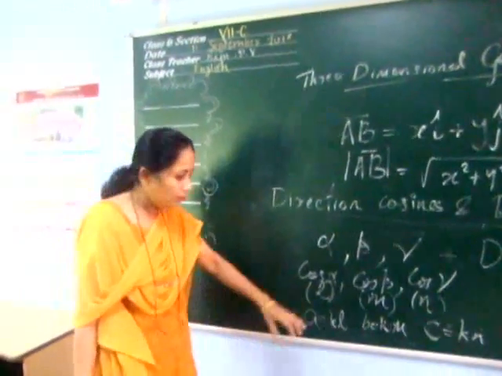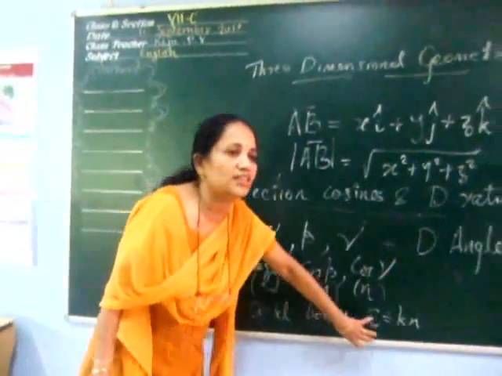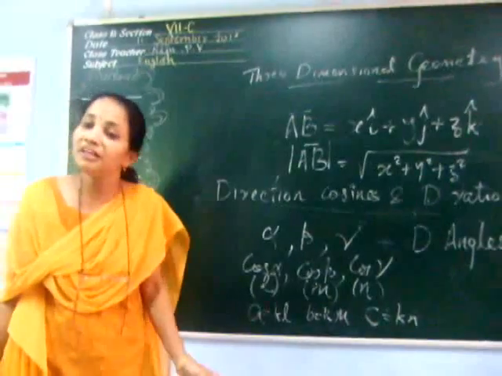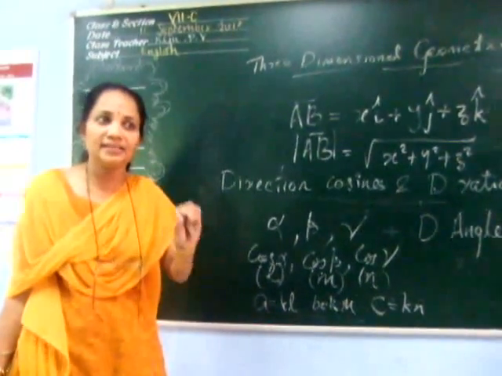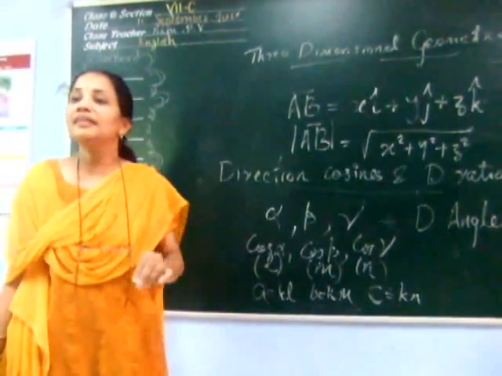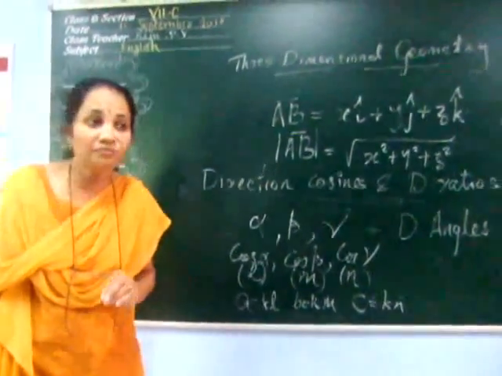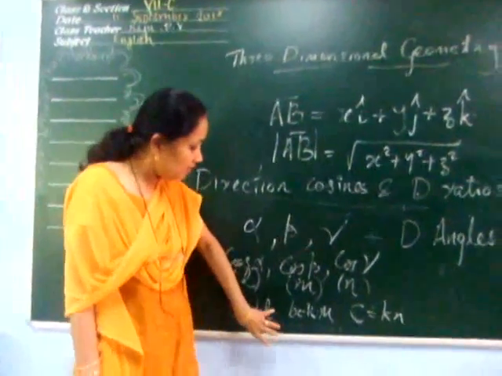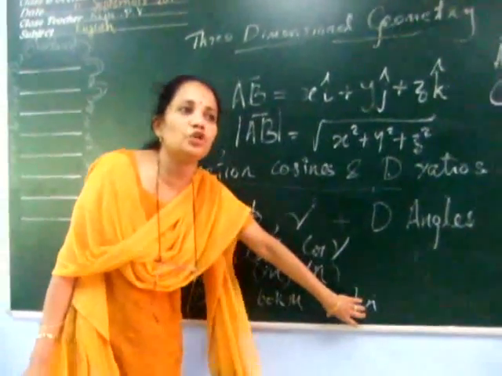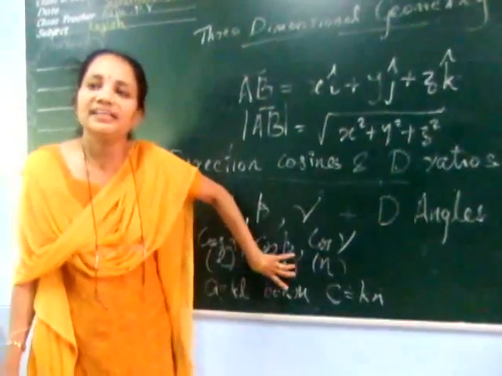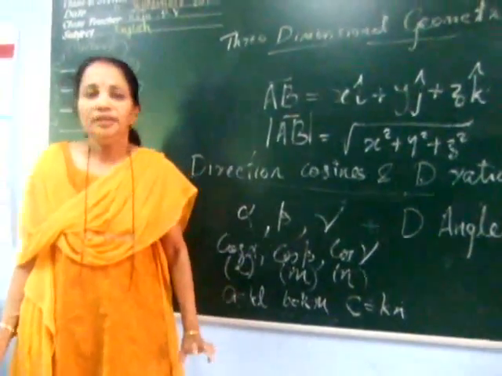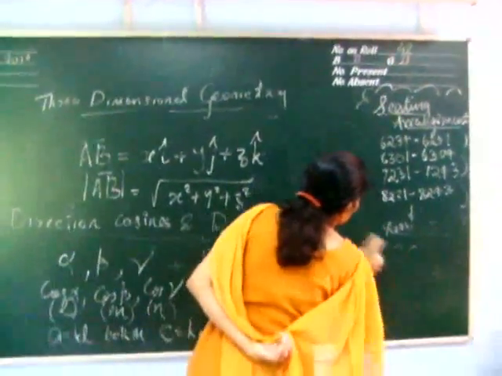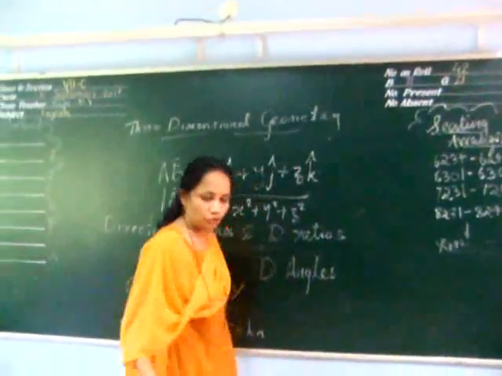Is it clear? Now, these three numbers, the direction cosines of a line, are unique, but direction ratios are infinite. There can be infinitely many sets of numbers. So for a line, there are infinitely many sets of direction ratios, but a unique set of direction cosines. There is a relation between the direction cosines and the direction ratios.